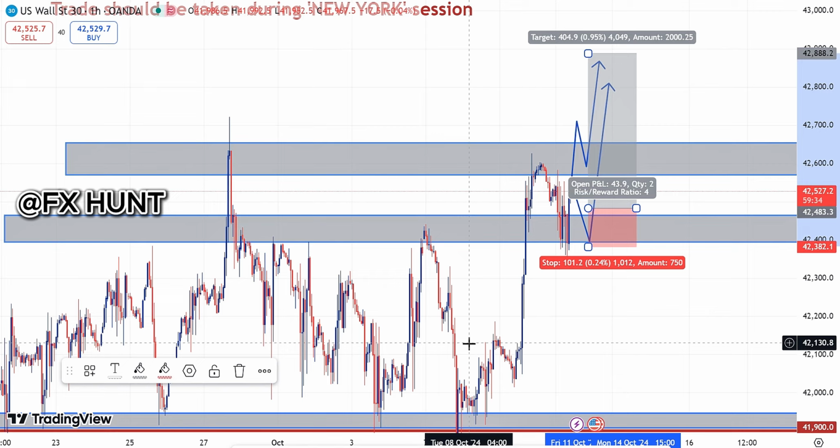You trail your stop loss to break even. As it gets to break even, as the market keeps moving upward, you begin to trail your buy entry till price happens to reject, and then it takes you out with profit. You understand? So that's the first move we are expecting.